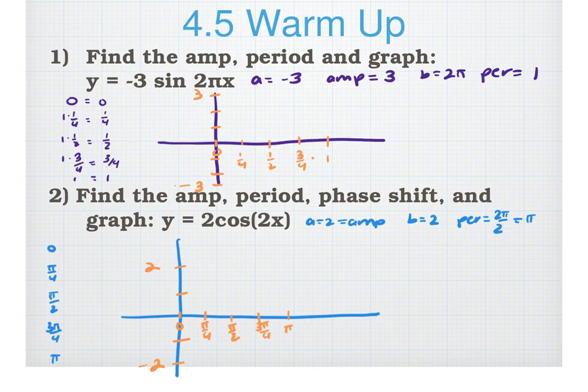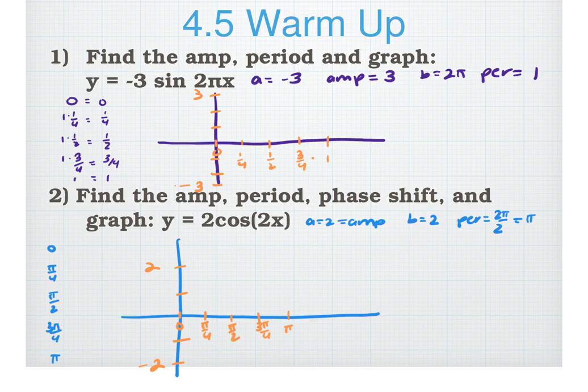So for number one, A is -3. What's the negative on the front tell you? It's going to flip my sine curve upside down, okay? The amplitude is the absolute value of it. So the amplitude is 3. The B is 2 pi, which makes the period 1.